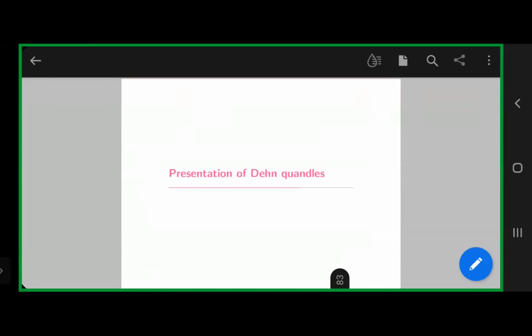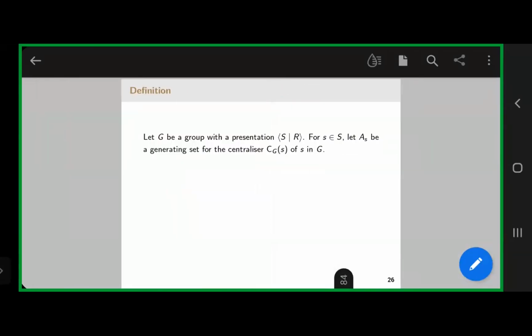This is the second work, and for this we come up with two different ideas. One of them I am discussing here. Whenever you have a group and you are considering the Dehn quandle corresponding to this generating set, you have a presentation of the group and use this presentation to construct the presentation of the quandle.